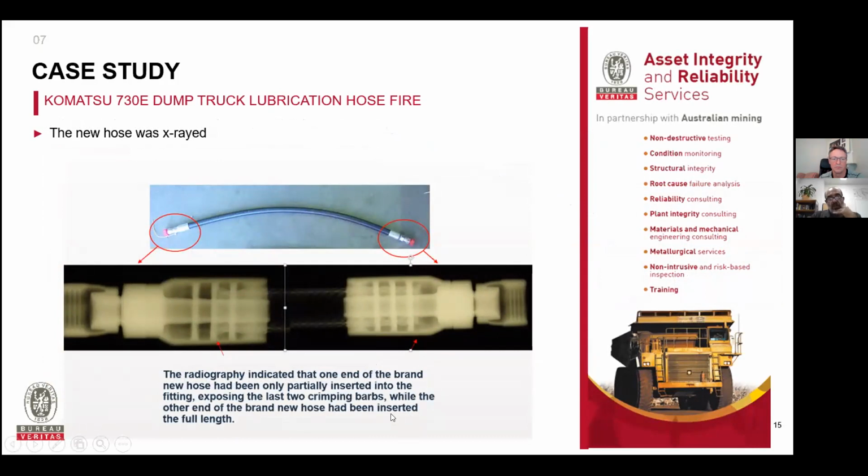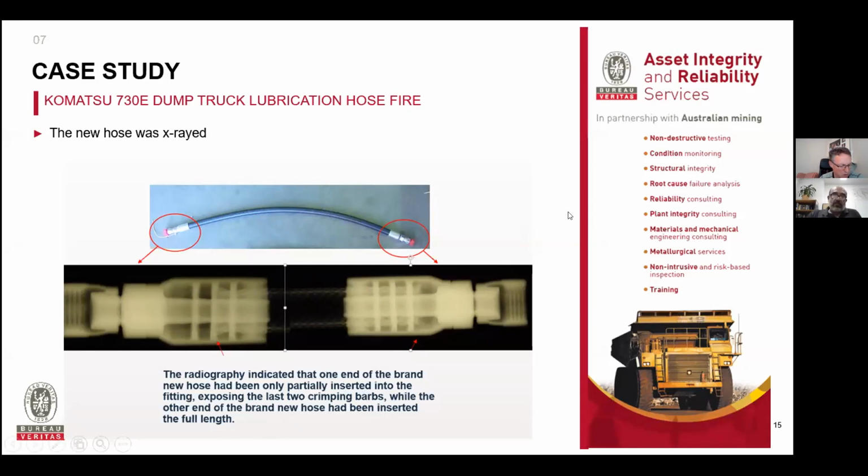And what it showed was that one end of the new hose had only been partially inserted into the fitting, exposing the last two crimped barbs. Well, the other end was okay. So it immediately rang alarm bells because you could see here that the hose falls a bit short, whereas this one here goes right to the end. And we thought, well, geez, what's the likelihood of getting a new hose that has this anomaly in it?